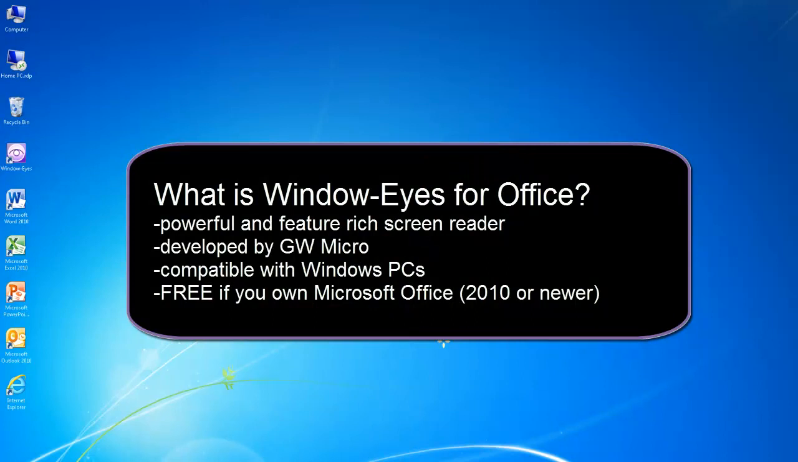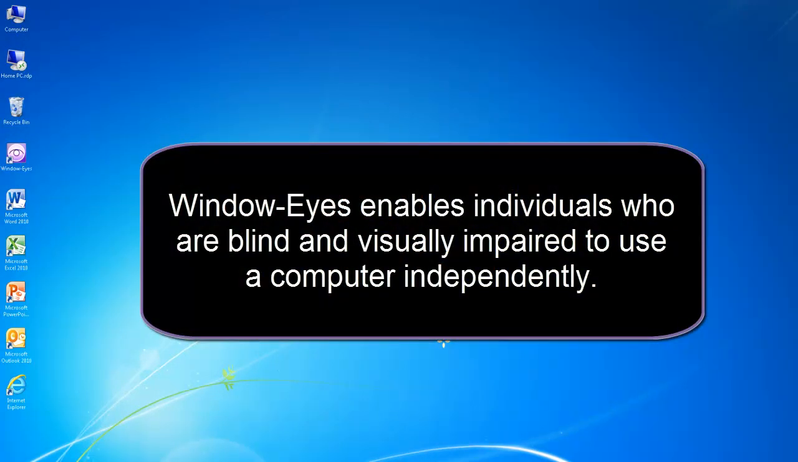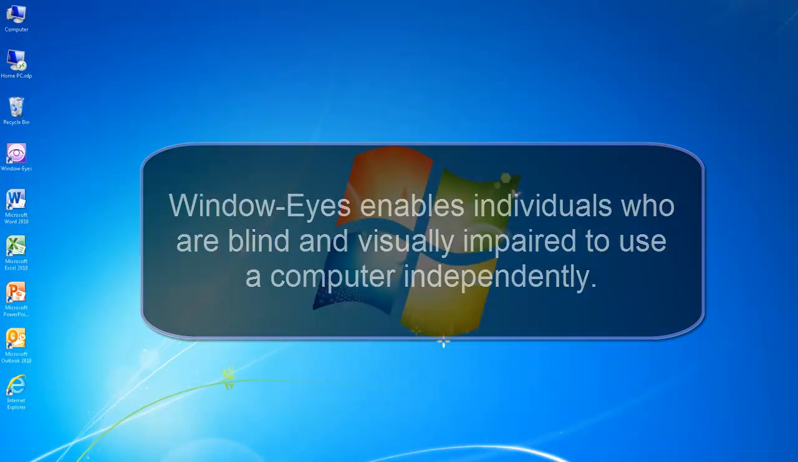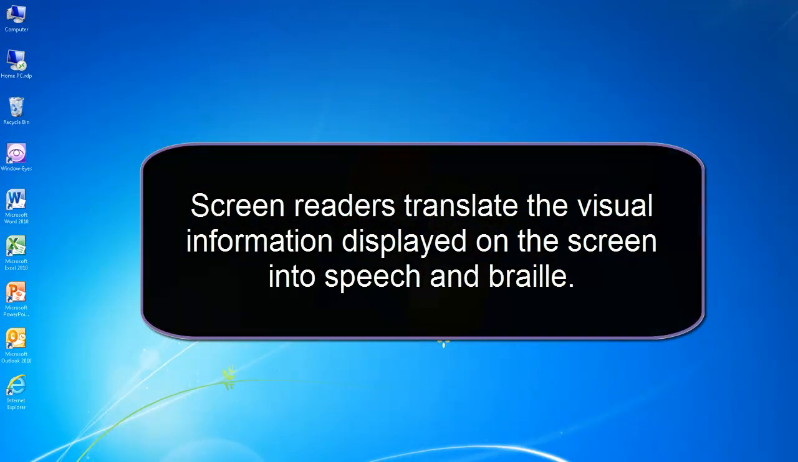WindowWise for Office is a powerful screen reader developed by GW Micro and can be downloaded free of charge and used by anyone who has Microsoft Office 2010 or later installed on their Windows PC. WindowWise enables people who are blind and visually impaired to use a computer independently by translating the visual information displayed on the screen into accessible speech and braille output.